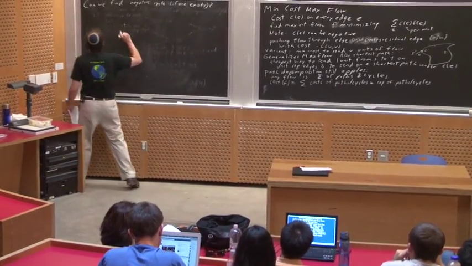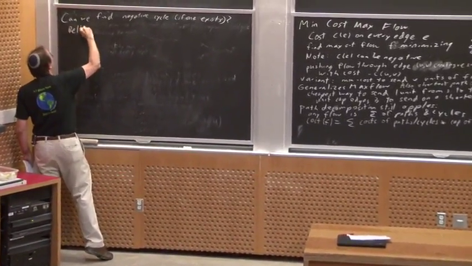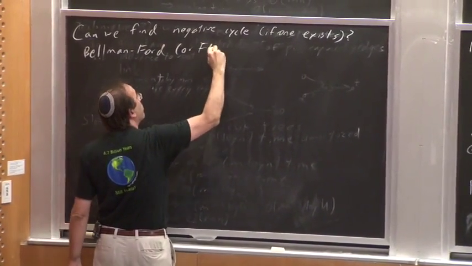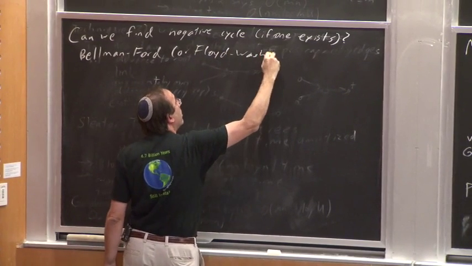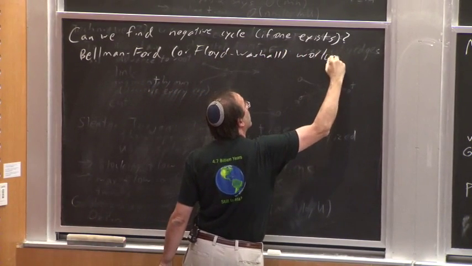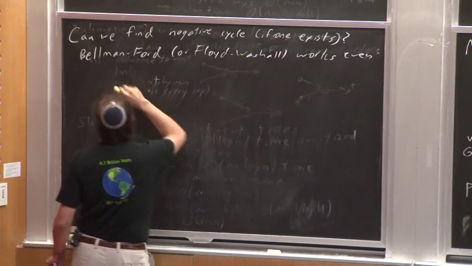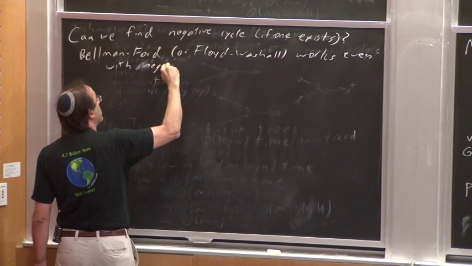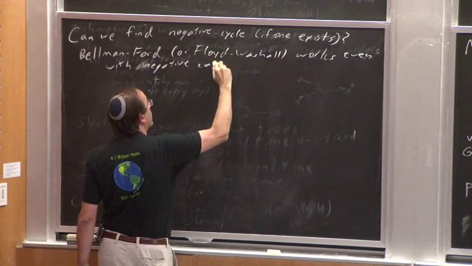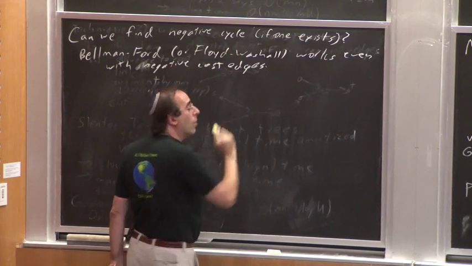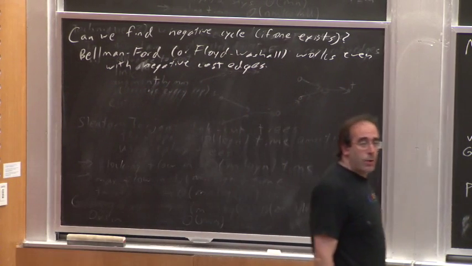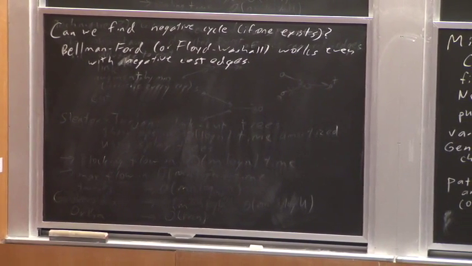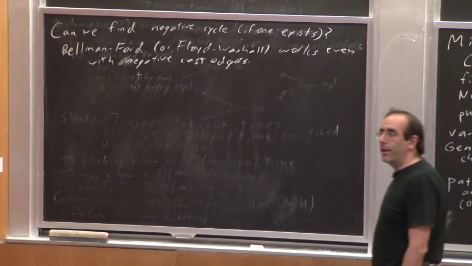Okay? So the Bellman-Ford algorithm for shortest paths, or the lesser-known Floyd-Warshall algorithm for shortest path, works even with negative cost edges. But what does works mean? If you can have negative cost edges, then you can have negative cycles. What's going to be the shortest path in a graph with negative cycles?